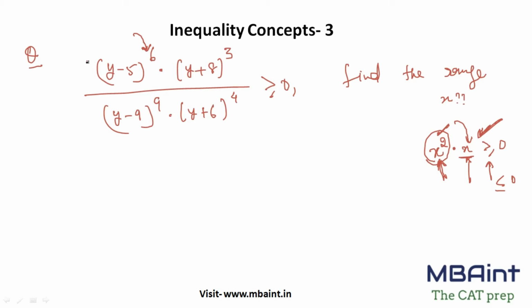Okay, now coming back to this, what I need to do here is ignore all the even power. Ignoring means we'll take care of these things at the end. So what are the even powers here? This term is having the even power, this term is having the even power. So I'm only left with these two.